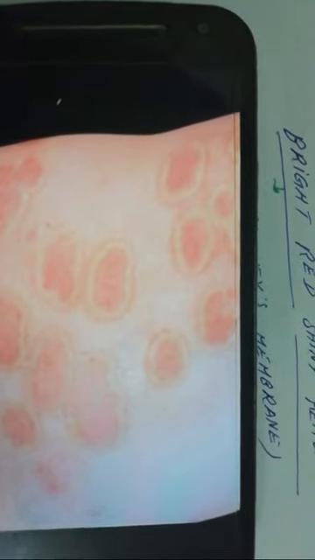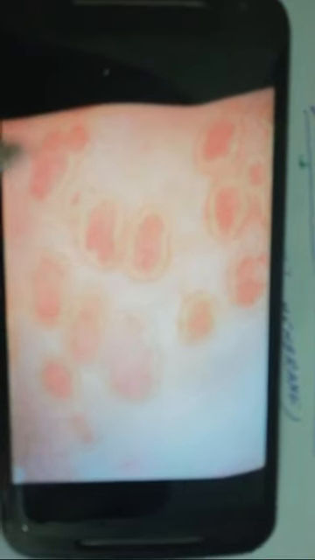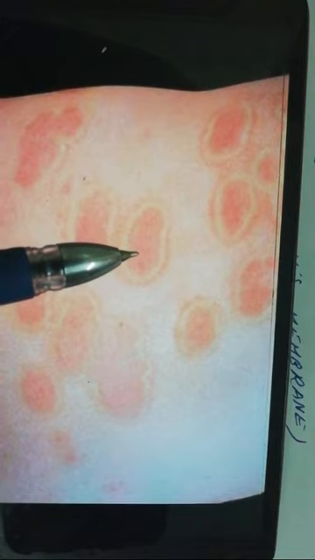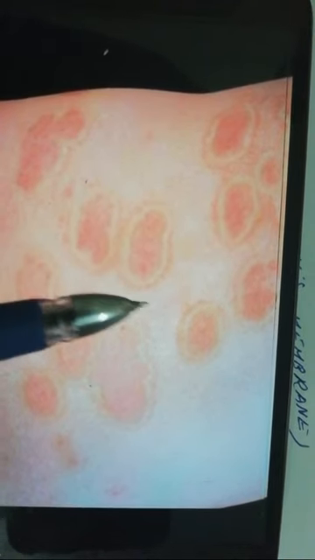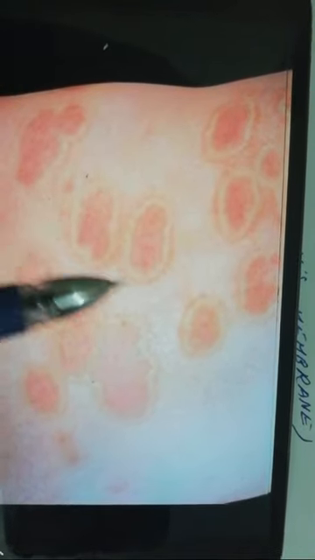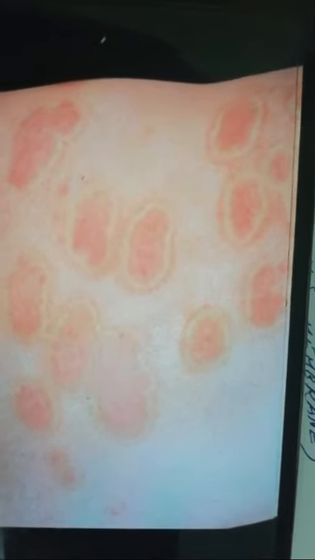This is how Voronov's rings look, and if you observe carefully here, if you take one lesion out and look at this, you have hypopigmentation. This hypopigmentation is surrounding the psoriatic part, right? The red one is psoriasis, and surrounding that is hypopigmentation. So the hypopigmented ring around the psoriasis, we call it Voronov's ring. And what does this indicate? It usually indicates resolving psoriasis. That means the psoriasis is resolving.